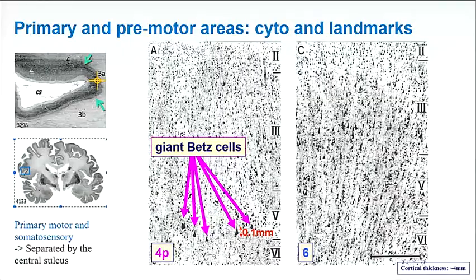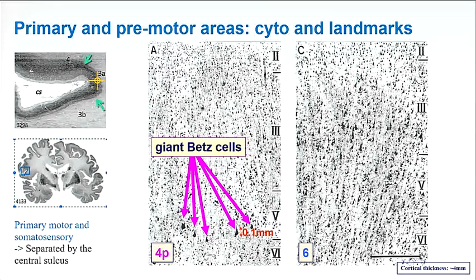So what does it mean, easy to identify? First of all, there are very large cells, giant pyramidal cells in the so-called layer 5. This is the inner pyramidal cell layer. These cells are so big that they can have a length of 100 micrometer or 120 micrometer, and you can see them even sometimes without a microscope because they are so large.